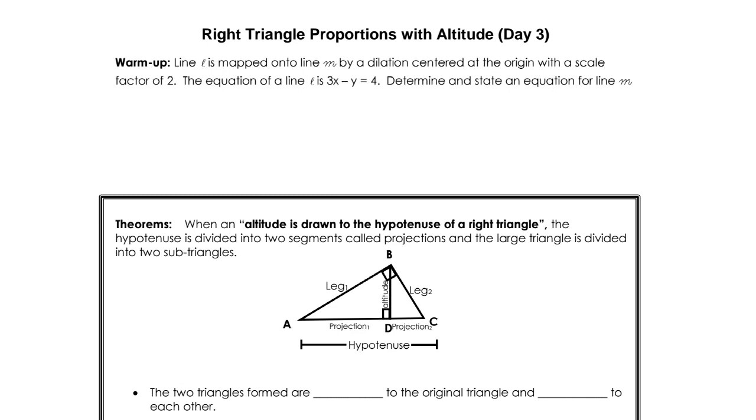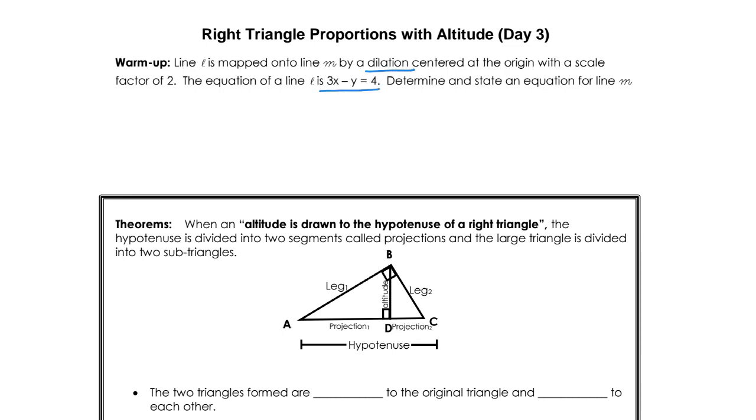All right, guys, we're on day 3 of Unit 8, and this is right triangle proportions with altitude. Okay, so our warm-up says line L is mapped onto line M by a dilation centered at the origin with a scale factor of 2. The equation of your line is 3x minus y equals 4, and we're going to determine and state an equation for line M. And so we have to realize, guys, that we're just dilating a line.